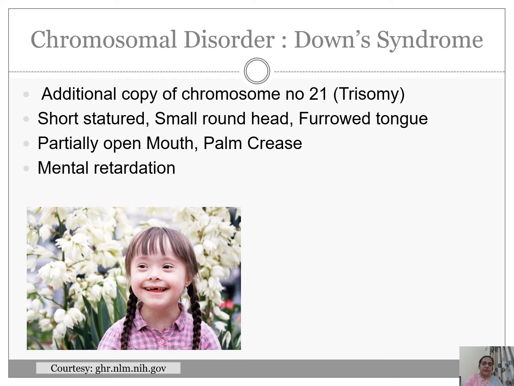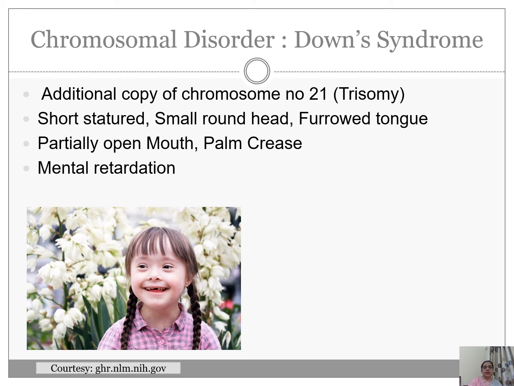So now we are moving towards chromosomal disorders. First of all, coming to Down syndrome. Here we find an additional copy of chromosome number 21. That means the individual will have 3 copies of chromosome number 21, while a healthy individual will have 2 copies of chromosome number 21.